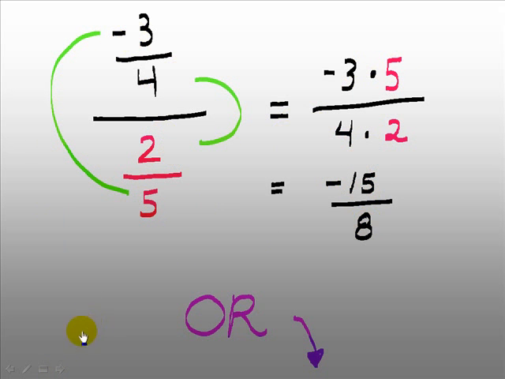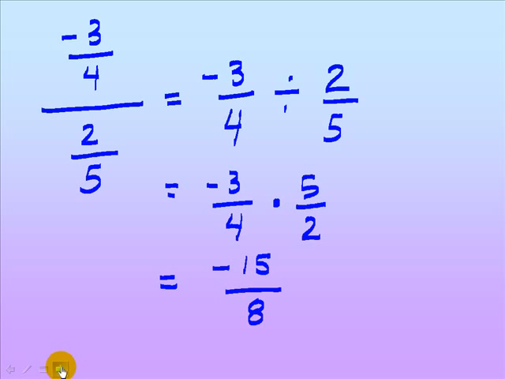Or you can do it in the method you were taught in grammar school, which is to write it again as -3/4 divided by 2/5, keep the -3/4, change the division to multiplication, multiply by its reciprocal, 5/2, and do the multiplication. -3 times 5 gives you -15. 4 times 2 gives you 8.